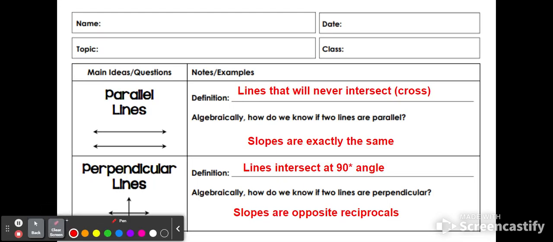Hi there guys, so in this video we are going to look at parallel lines and perpendicular lines. So you should have your notes with you and you can fill this in as we get started.